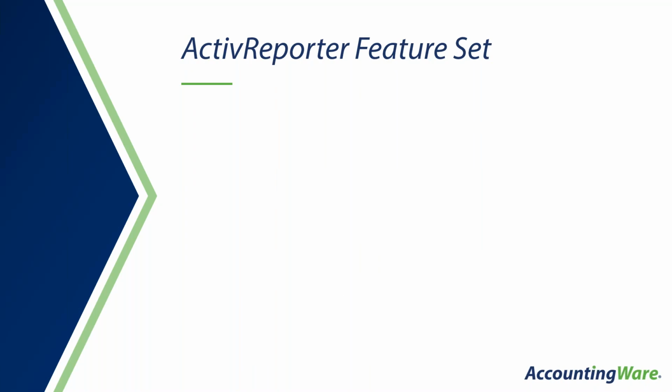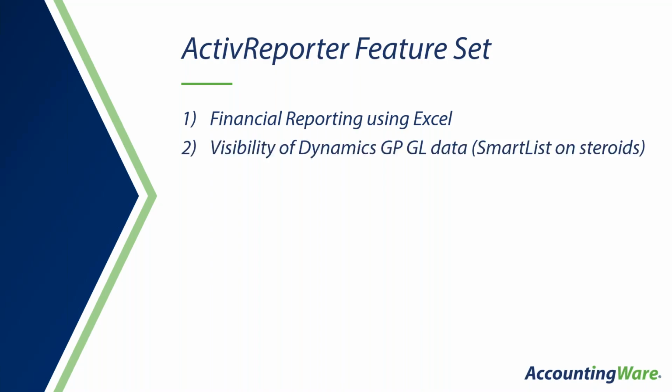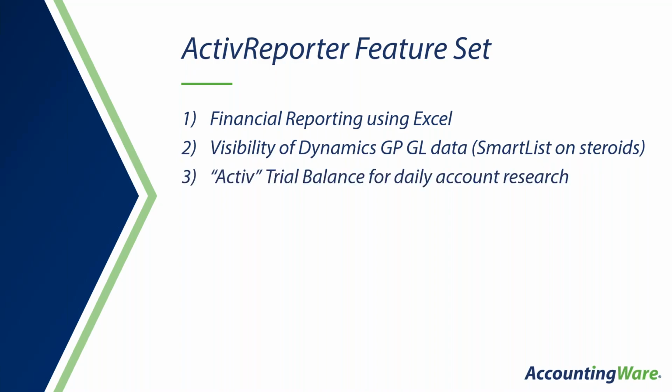Now, when we talk about ActivReporter, we're going to talk about three basic features. The first feature of ActivReporter that we're going to talk about is financial reporting using Excel. The second feature is that we have great visibility into your Dynamics GP general ledger data, like a smart list, but this is 1,000 times faster than a smart list. It's like a smart list on steroids. And the third feature is going to be the active trial balance, because this is something that you will use every day in your account research.